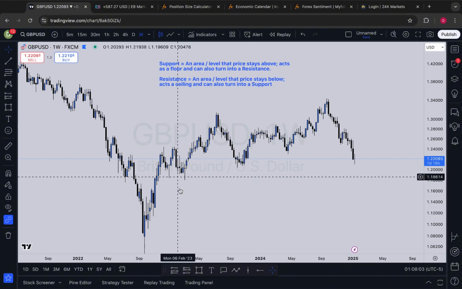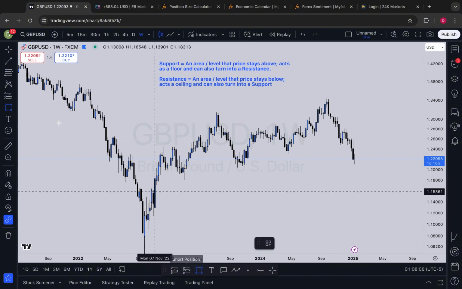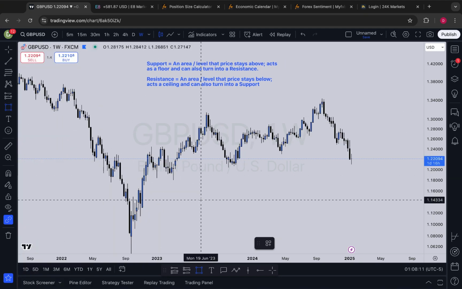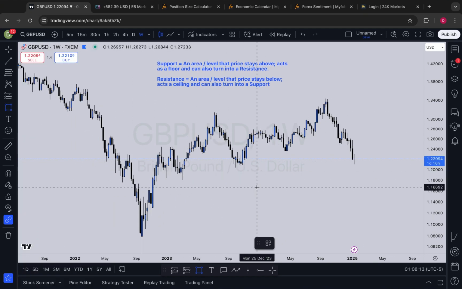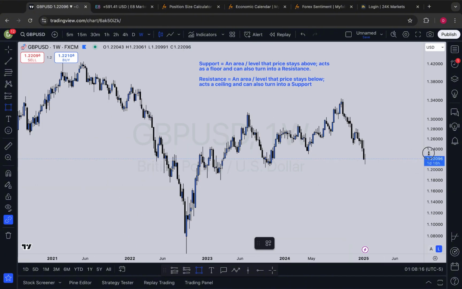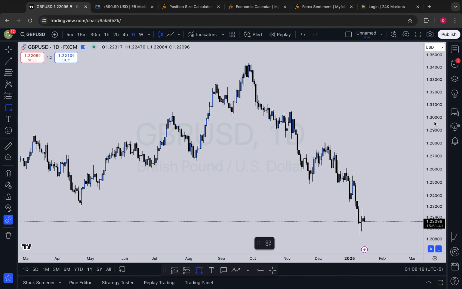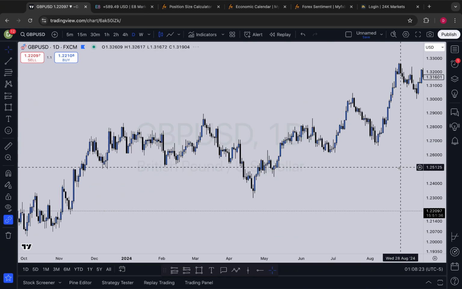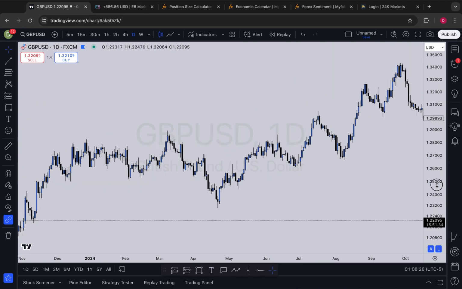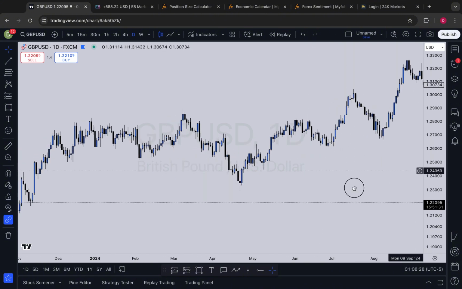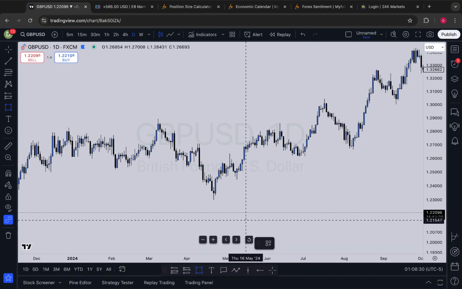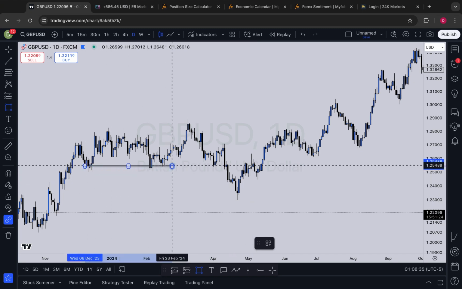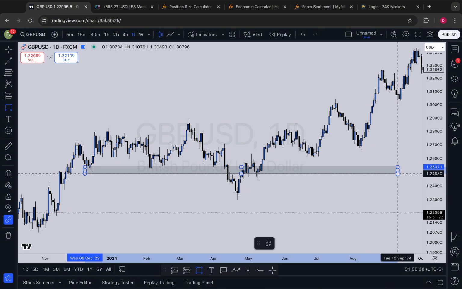Okay, so I'm going to grab this box right here, this rectangle. You'll see it on your left side in this section, rectangle, and I'm going to draw. This might be a little easier on the daily, actually. All right, we're going to focus right here, and I'm just going to draw this. We're going to pick a point where price is respecting. Let's go right here, and we'll draw this to the right, just like this.